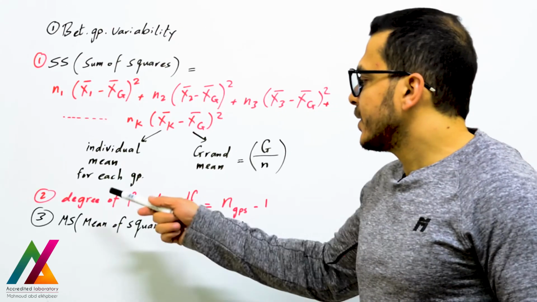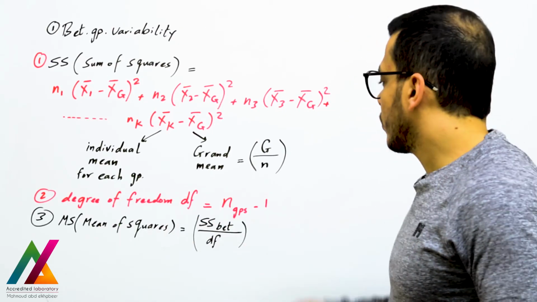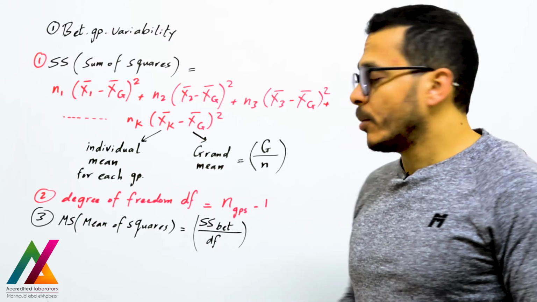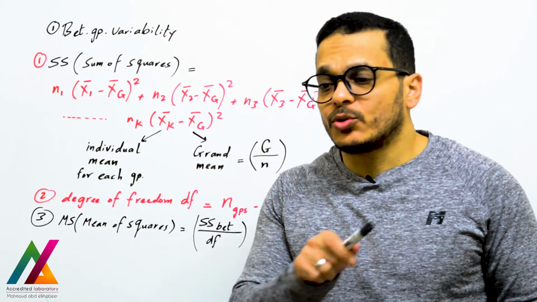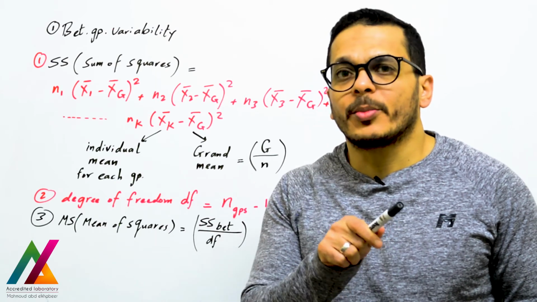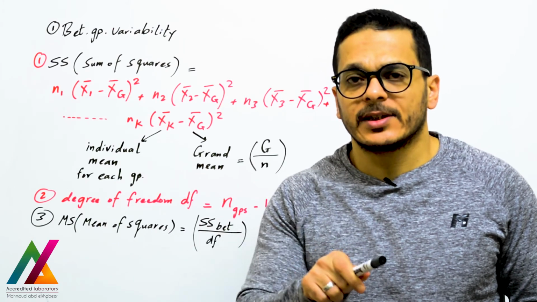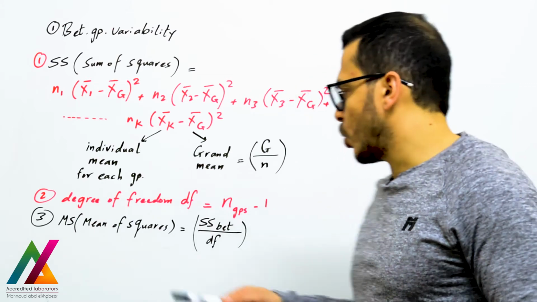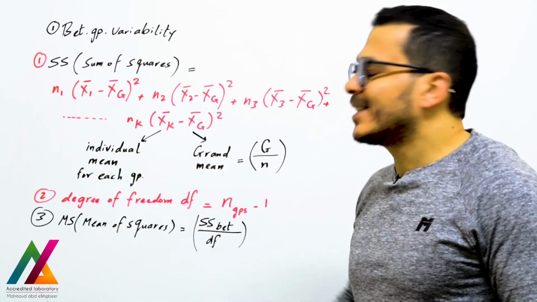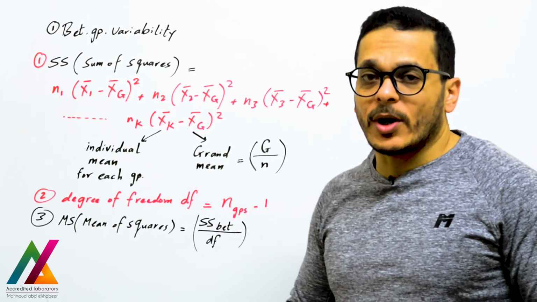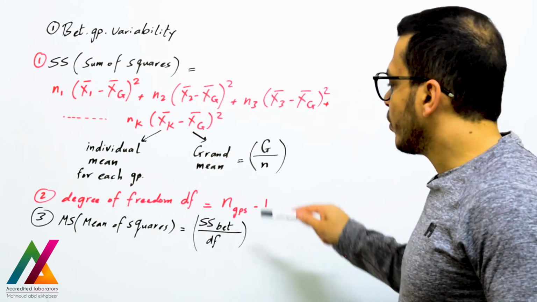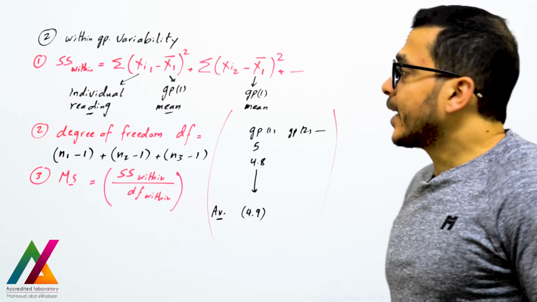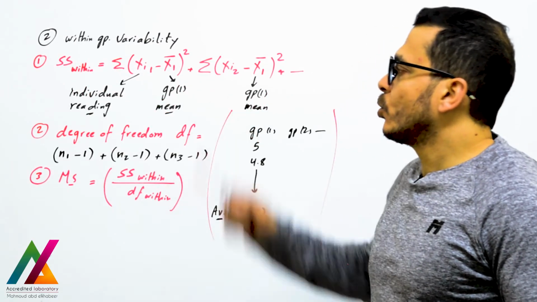Then you can calculate degree of freedom. Degree of freedom equals n, number of groups, minus 1. If you want to compare between 3 groups, for example between 3 instruments, so 3 minus 1. Then calculate MS, or mean of squares, which is equal to SS between groups divided by the degree of freedom. Then calculate the source of variation within group variability.